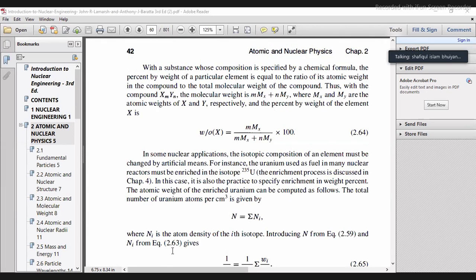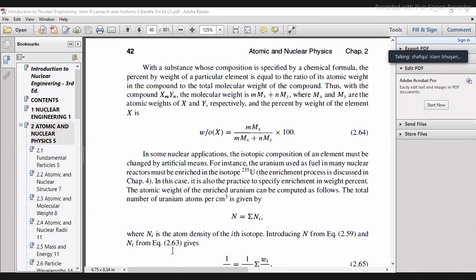Okay, now there are more complicated cases, with a substance whose component is specified by the chemical formula. We know that, say, in a TRIGA reactor, we have zircaloy, zirconium, and then erbium 166, erbium 177. So if you want to calculate the number densities there, it's a composition specified by a chemical formula.